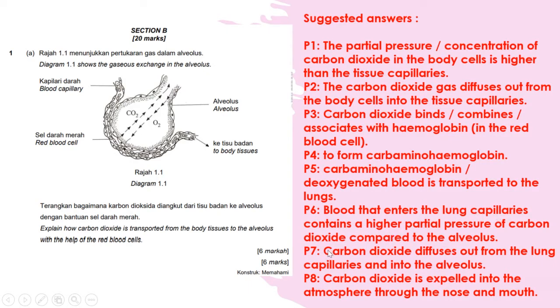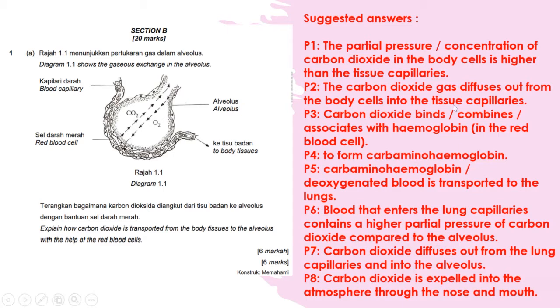Okay. Point number 7, the carbon dioxide diffuses out from the lung capillaries and into the alveolus by simple diffusion. Now the carbon dioxide is inside the alveolus, and then what happens to the carbon dioxide? Point number 8, carbon dioxide is expelled into the atmosphere through the nose and the mouth.